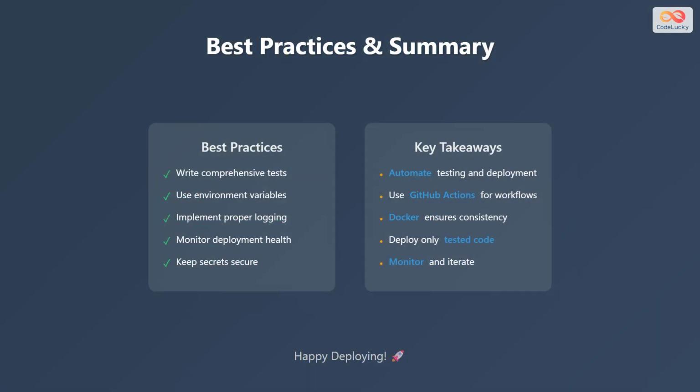To ensure a successful CI/CD implementation, it's essential to follow best practices. These include writing comprehensive tests, using environment variables, implementing proper logging, monitoring deployment health, and keeping secrets secure. In summary, automate testing and deployment, use GitHub Actions for workflows, Docker ensures consistency, deploy only tested code, and monitor and iterate. Happy deploying!